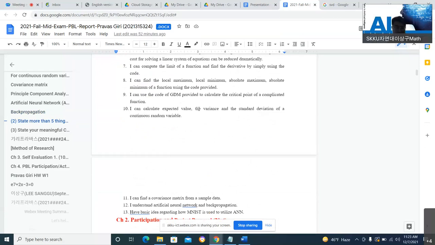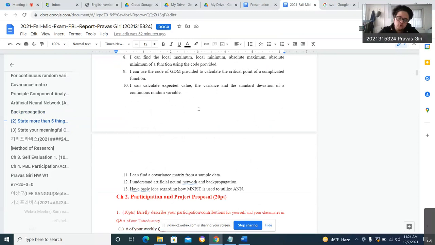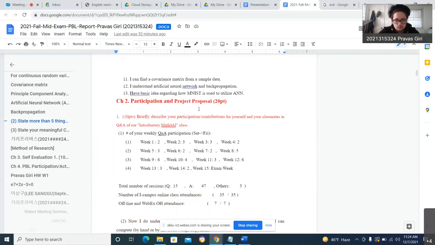After that, we dove into deeper topics such as PCA, GDM, backpropagation, and ANN, which are the base requirements needed to understand AI. In the later weeks, we actually started to learn more about AI, and with this proper base knowledge, it will be easy for us to further learn about AI in the future.